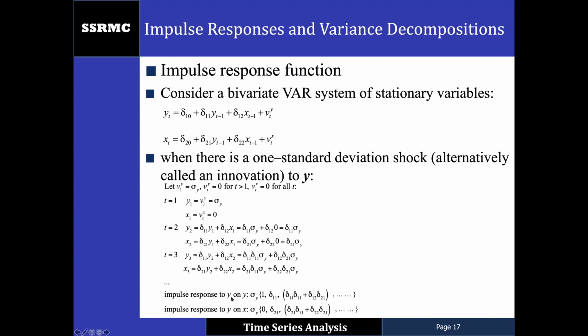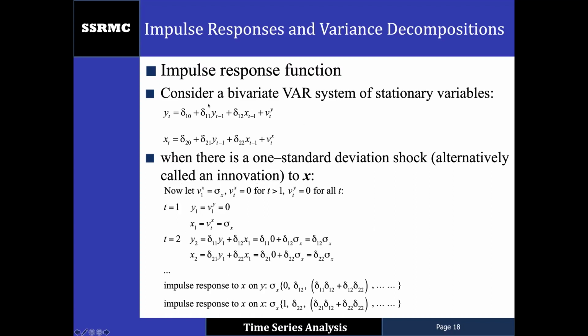So the impulse response of y to y is this one, and the impulse response of x to y is this one, calculated accordingly based on the VAR(1) model that we have here and the assumptions that we made to hold all other factors constant. These are the formulas to calculate the impulse response function. Similarly, we can use the same equation and make the same assumption, then calculate the impulse response from x on y and x. So that's the impulse response function.